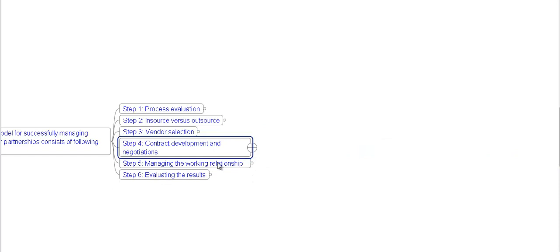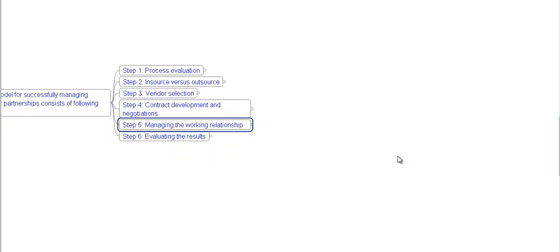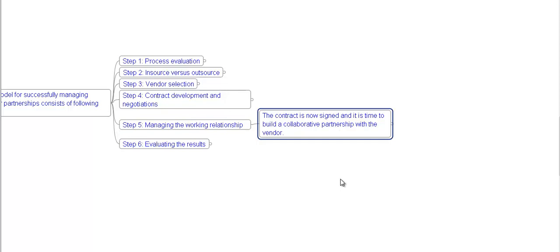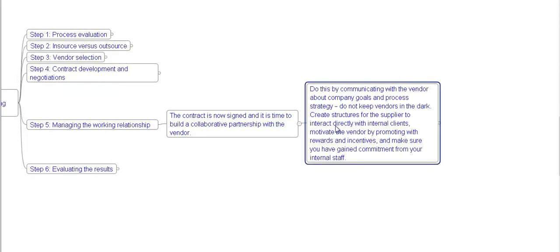Now we'll move to the next. Step 5. Managing the working relationship. The contract is now signed and it's time to build a collaborative partnership with the vendor. Do this by communicating with the vendor about the company goals and process strategy. Don't keep vendors in the dark. Create structures for the supplier to interact directly with internal clients. Motivate the vendor by promoting with rewards and incentives, and make sure you have gained commitment from your internal staff.